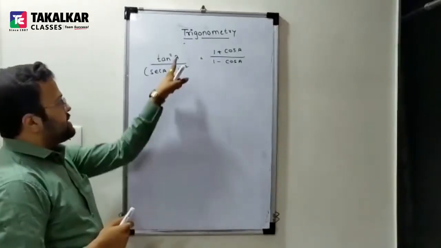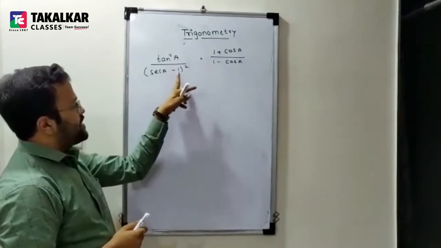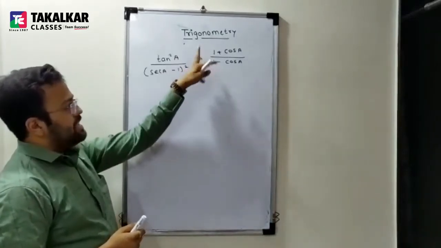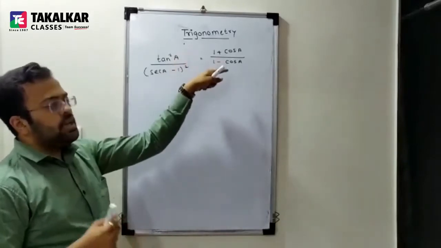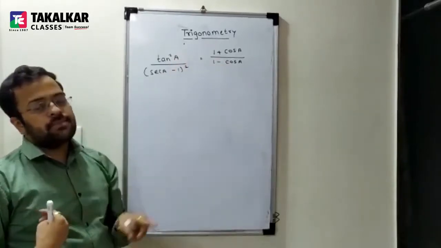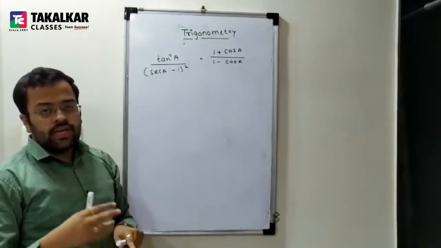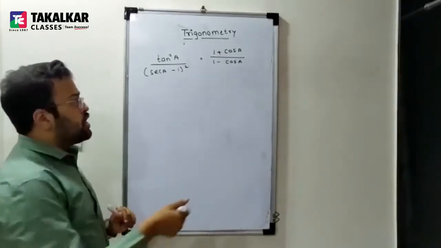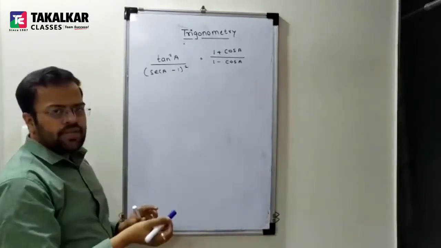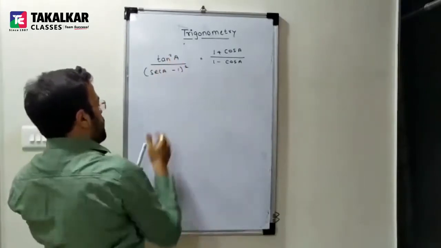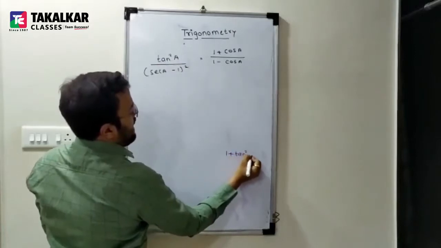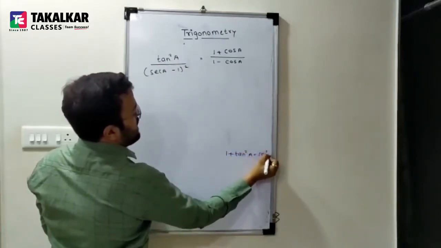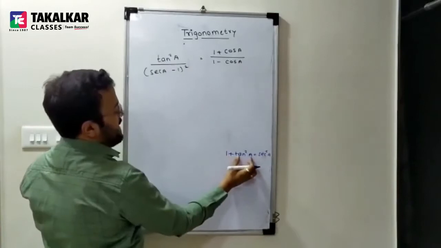Now the next sum is tan square A upon sec A minus 1 whole bracket square is equal to cos. Now you have to correlate. If I want cos here, from what can I get cos easily? Easiest is sec. Why? What is the opposite of sec? Cos. So I try to convert this in terms of sec. Now here I have a square. So I have an identity. What was the identity? 1 plus tan square A is equal to sec square A.